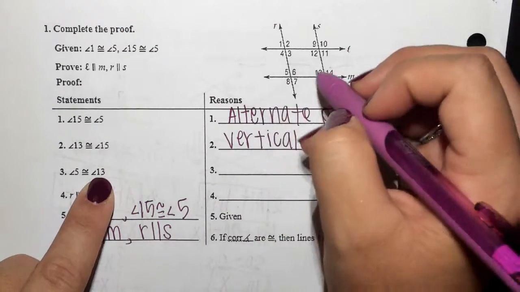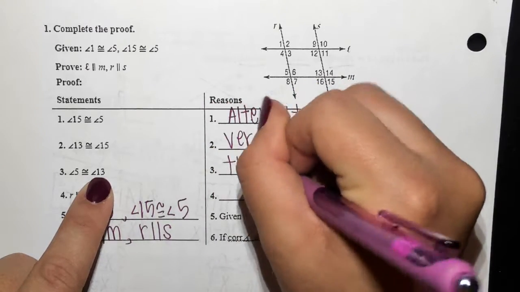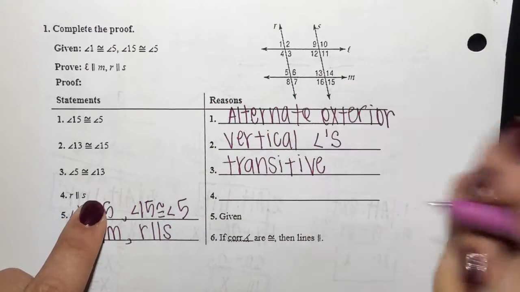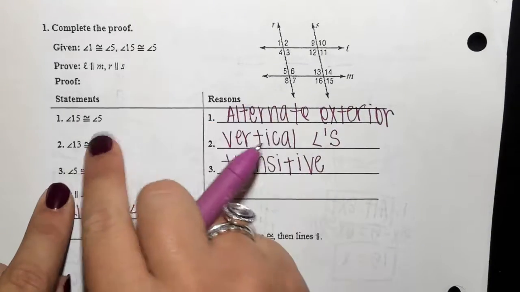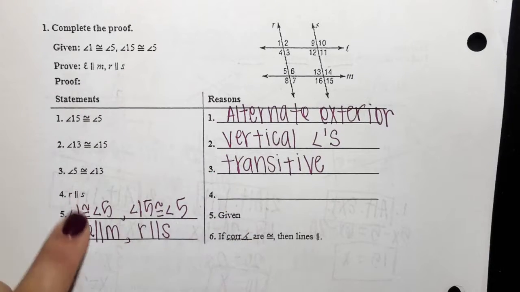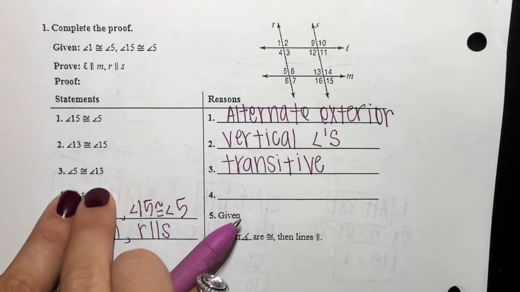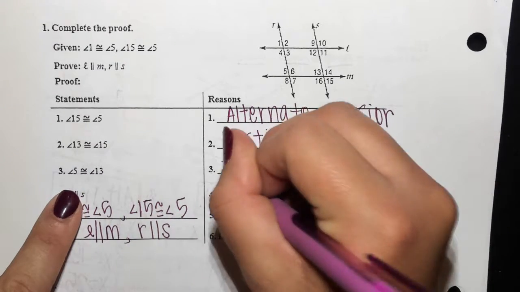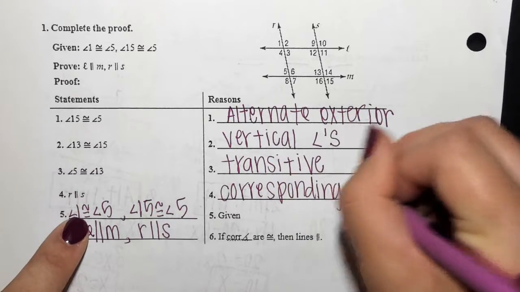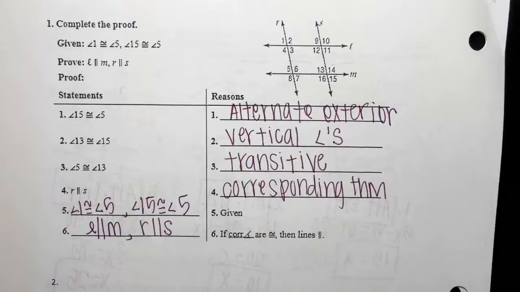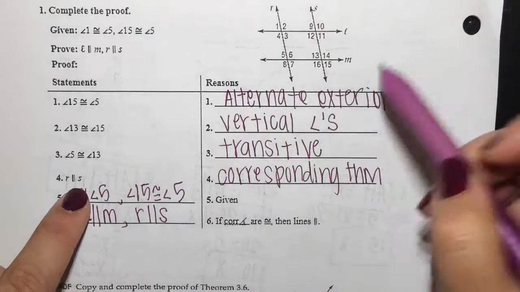Transitive. I see where y'all are saying corresponding as well. I prefer transitive because you're cutting the 15 out, and you're saying, well, then 5 is congruent to 13. So then, if 5 is congruent to 13, and by the corresponding theorem, we can say R is parallel to S.